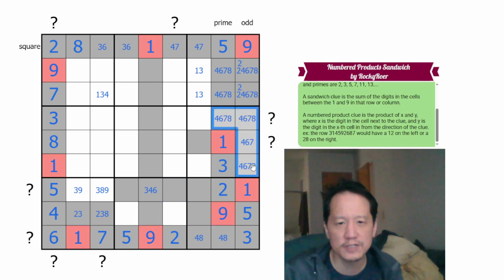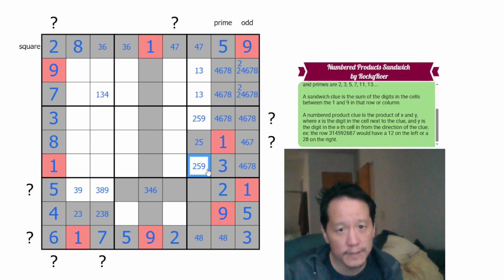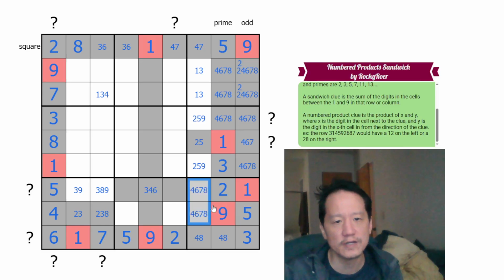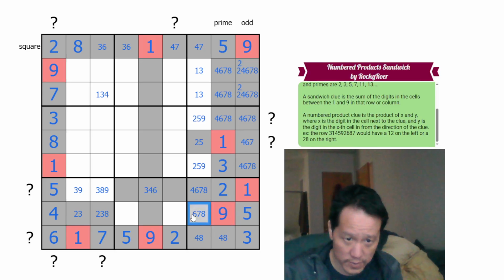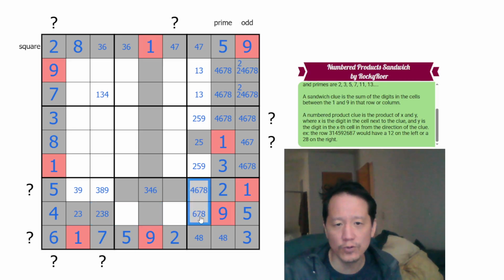We have a 4, 6, 7, 8 quadruplet in box 6, which eliminates 4, 6, 7, 8 from the rest of the box. So this has to be 2, 5, and 8. Sorry, not 2, 5, and 8. 2, 5, and 9. And obviously this can't be 9. So 9 is one of these two. The rest of this has to be 4, 6, 7, and 8. This can't be 4. We don't know about this. Can't be 4 or 8. So this is 6, 7.